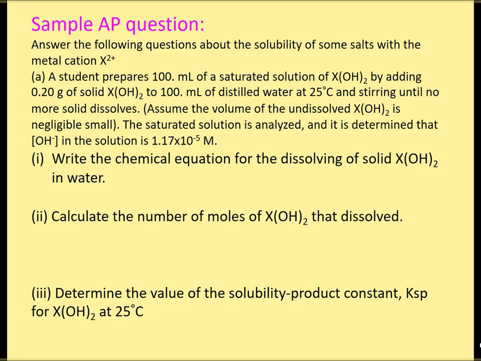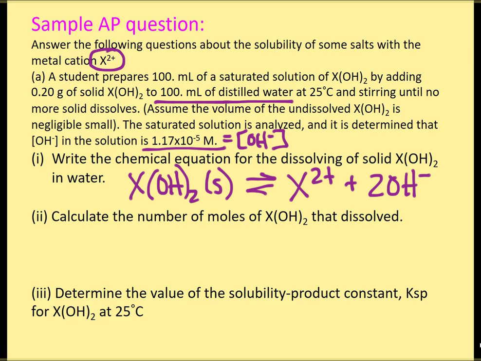Let's look at this sample AP question. It says answer the following questions about the solubility of some salts with the metal cation X2+. So this is like an unknown alkaline earth metal. And it says we have 0.2 grams of the solid and we put it into 100 milliliters of distilled water. And then it says that our OH- is this concentration. So first of all, write the chemical equation for the dissolving of this solid.